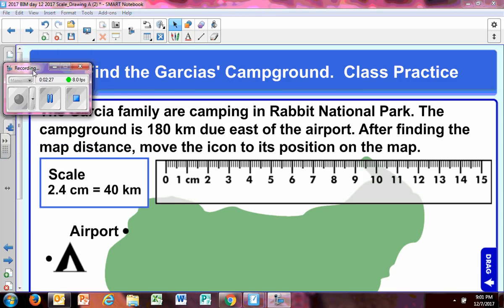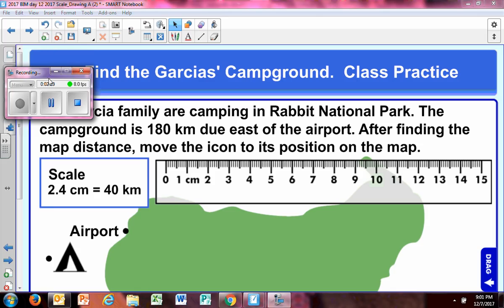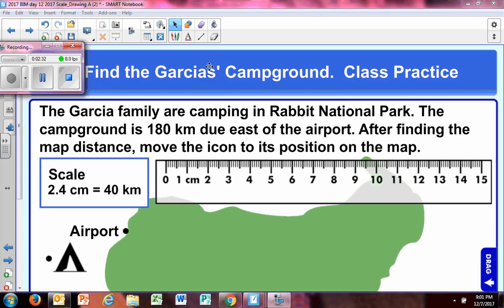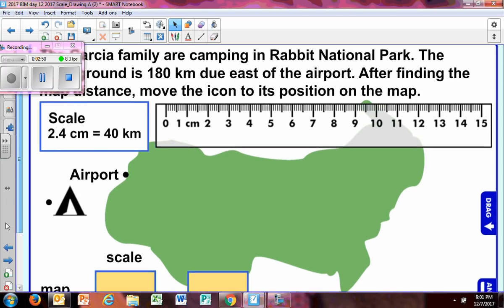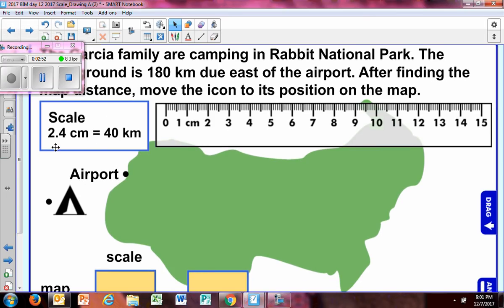Next, I just want to show you an example of what this looks like. What we're doing here is finding Garcia's campground. The Garcia family is camping in Rabbit National Park. The campground is 180 kilometers due east of the airport. After finding the map distance, I want you to move the icon to its position on the map. Well, you guys can't move it, but I'm going to show you how to do it. We notice that they're giving us a scale here: 2.5 centimeters on our map, on our drawing, equals 40 kilometers in real life.